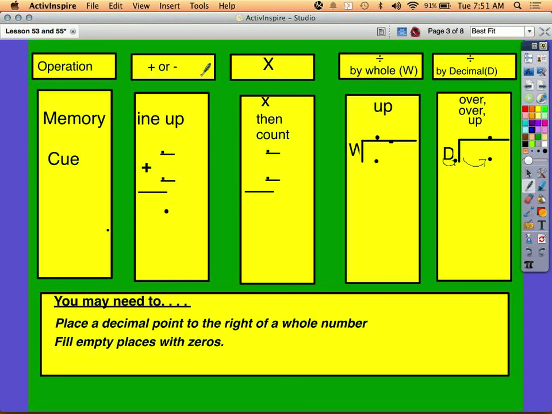So we talked about this in class, but just to go over it real quick, if we're adding or subtracting decimals, remember we just line up the decimals, decimal point goes straight down. If we're multiplying, we multiply it and then we count. If we divide by a whole number, decimal point goes straight up. If we divide by a decimal number, we go over, over, up. So just to review, remember we have in class, hopefully you have it written down.